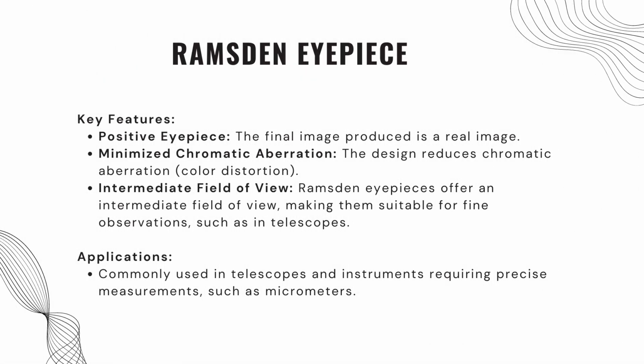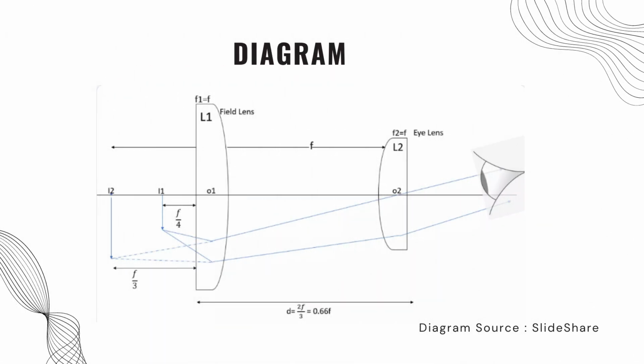Key features of Ramsden eyepiece include a positive eyepiece, that is the final image produced is a real image. It has minimized chromatic aberration and an intermediate field value. Applications of this eyepiece are in telescopes and instruments requiring precise measurements, such as micrometers. A diagram of the Ramsden eyepiece shows two plano-convex lenses placed close together, with light rays converging to form a real image at the eye.